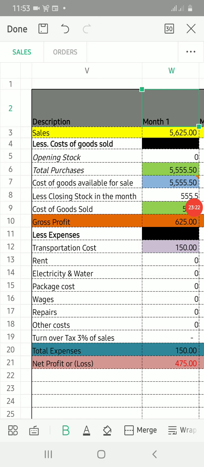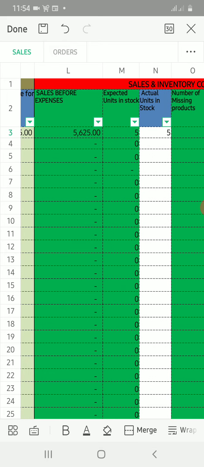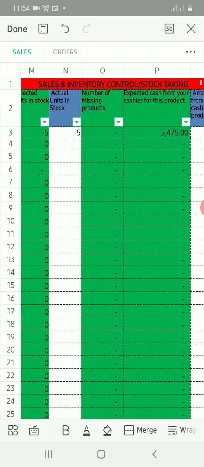So it is also automated. Remember, this 5,625 is the same as the sales before expenses. All right, okay.